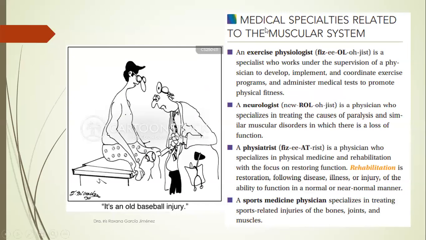We have this class, medical specialties related to the muscular system: the exercise physiologist, in parentheses we have the pronunciation of the new word, the neurologist, the physiatrist, and the sports medicine physician, right? Read all of this information to catch vocabulary.